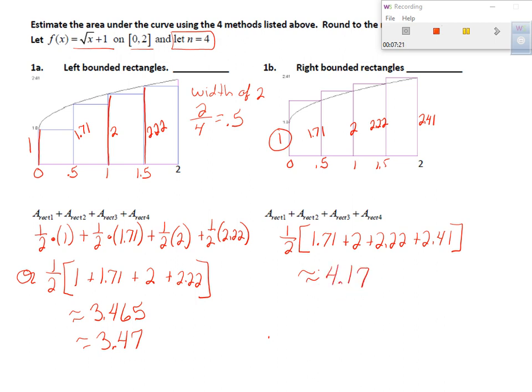Now, these aren't perfect. If you would, look at 1A real fast. Notice that this is a low estimate. This is called an underestimate. It's under because I left out that, and that, and that, and that. 1B is going to be an overestimate, because I added extra there, there, there, and there.